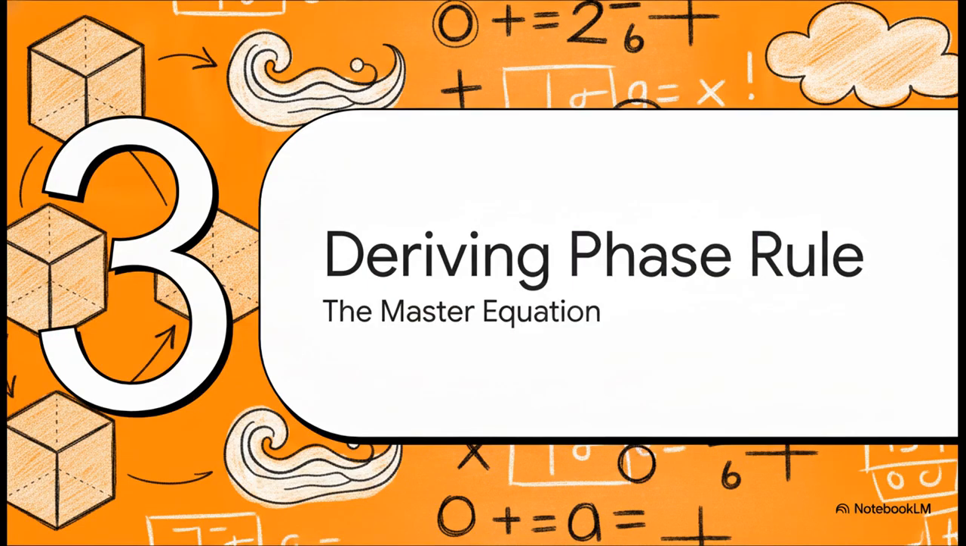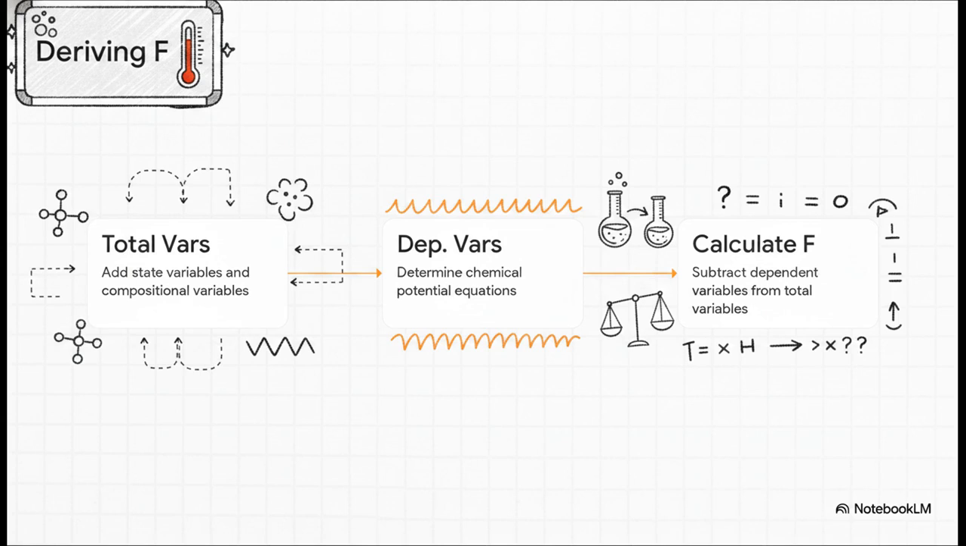All right, Section 3, deriving the phase rule. It is time for the master equation. Let's see how this all comes together. We're going to build this master rule just like following a recipe. To find our independent degrees of freedom, which we call F, we take all possible variables and subtract the dependent ones.